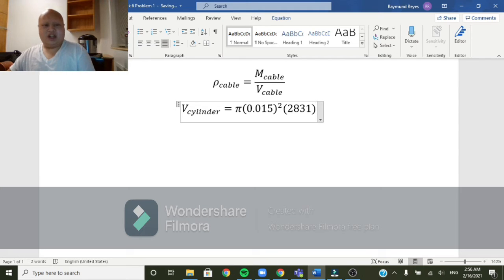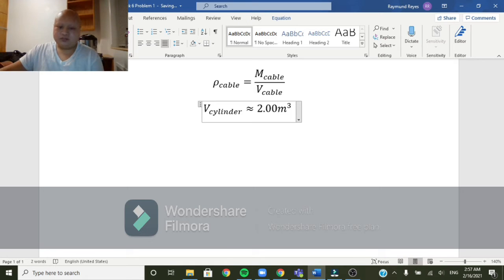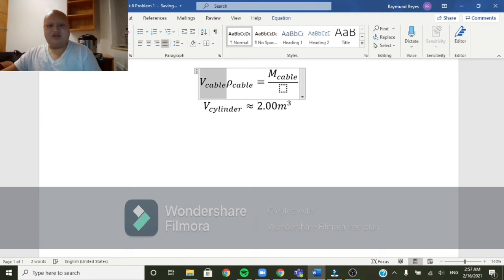I don't know if you guys got the same answer as me, but I got about 2.0012 meters cubed, which to me is a little alarming because if you go to significant digits by two decimal places, it's just two. So two is the volume that I got. Now we have to isolate mass.